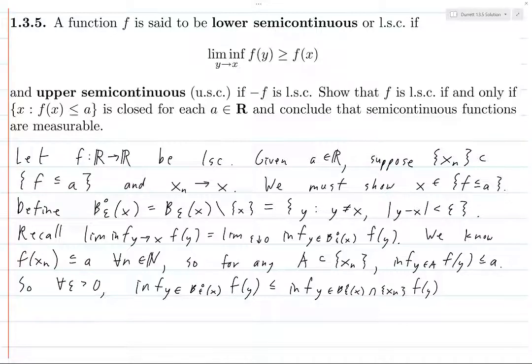Okay. But now if we look at this punctured ball intersected with the sequence of x_n's, this is a subset of the sequence of x_n's. It's a subsequence. And so by what we just proved in the previous step, this is going to be less than or equal to a.